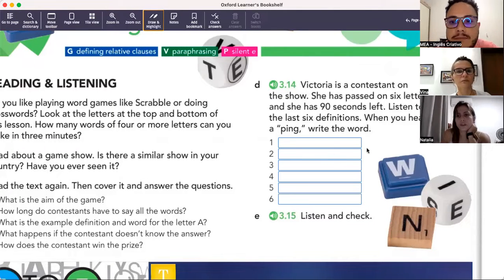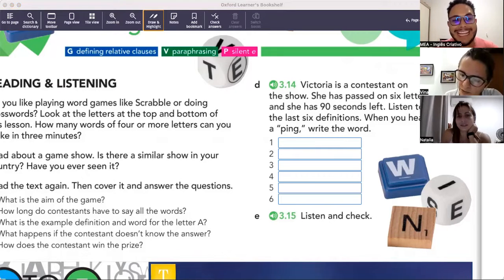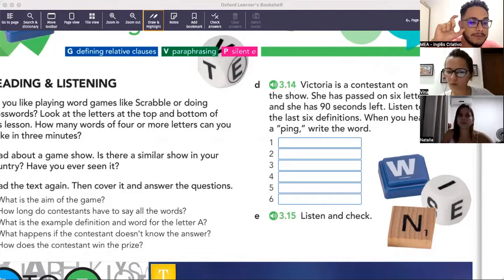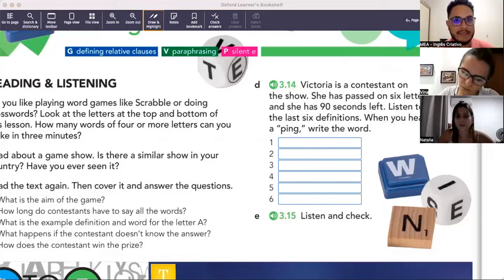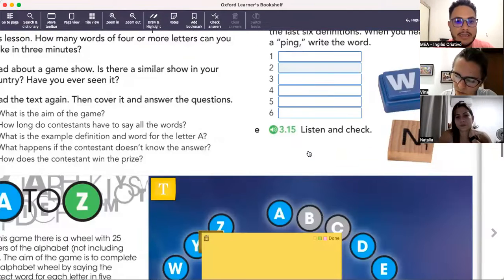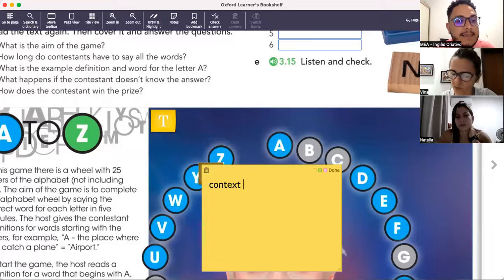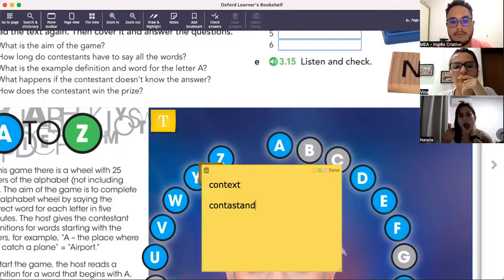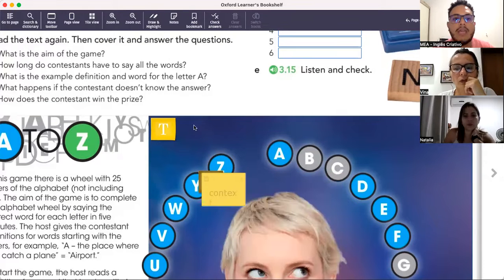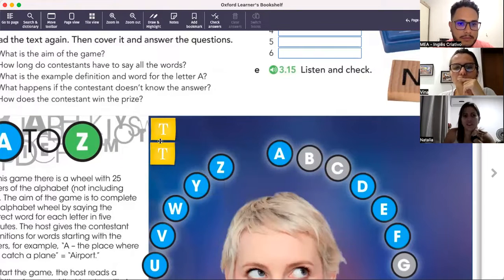Natch? Yes, you, Natch. Victoria is a contestant... Não, você tá dizendo context. É contest. Só tem esse som como você fez, context. Por exemplo, essa palavra aqui é context, porque é X, tá? Aí é contestant. Contestant. Ok? Difícil, gente.